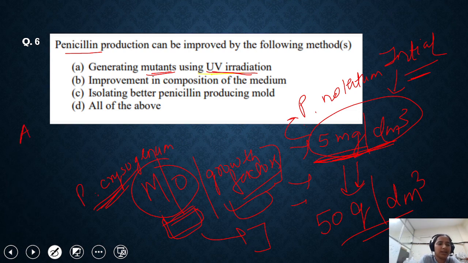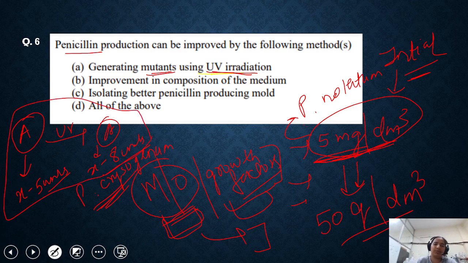Suppose there is a bacteria A and it is forming a compound X, only 5 units. Okay, when there is a mutation in A, it will start forming the amount of X as 8 units. So this is an example of mutation, that due to mutation there is some change in that microorganism and that will lead to change in the amount of the required component. Okay, so using all the three methods we can change the penicillin production. So for this question the answer is D.